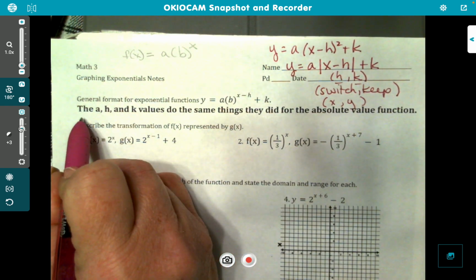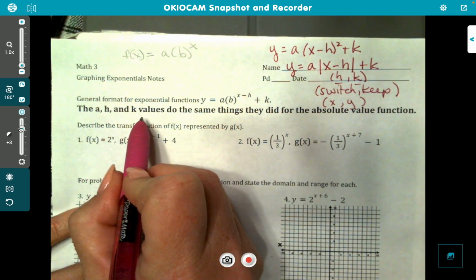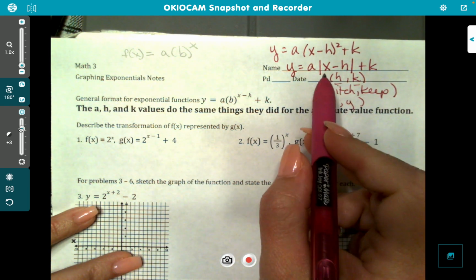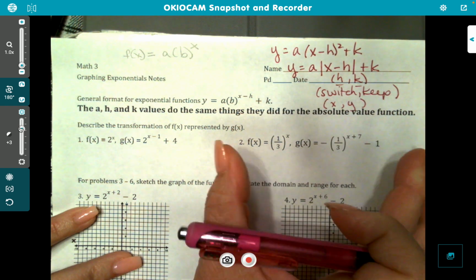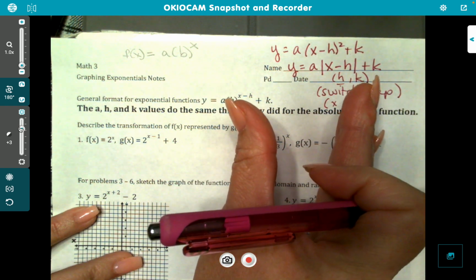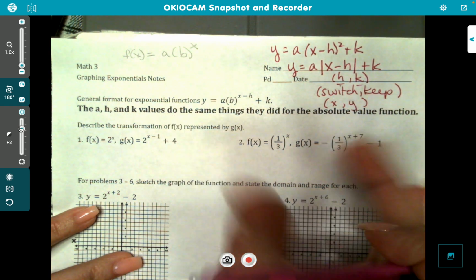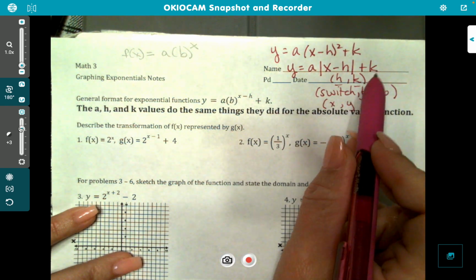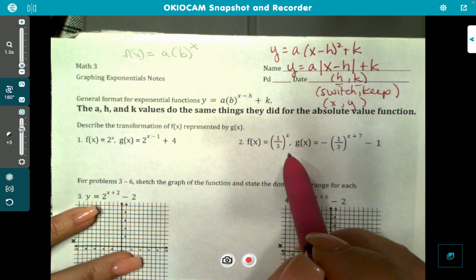So again, here I've got that the a, h, and k values do the same things that they did for the absolute value function. Remember, the a value caused it to either get skinnier or get wider. And the h value again causes it to go left or right. And the k value causes it to go up or down.